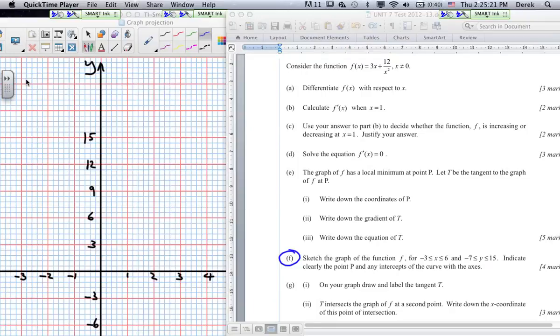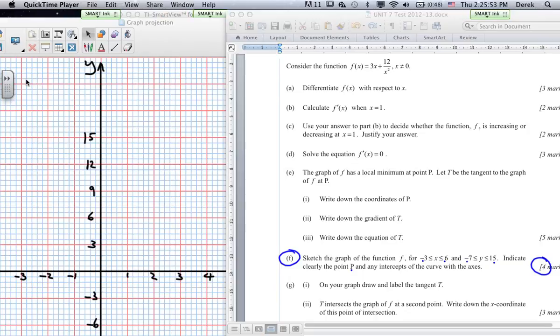We need to sketch the graph of the function f, for x from -3 to 6, and for y from -7 to 15, and indicate clearly the point P and any intercepts of the curve with the axes. And this is worth 4 marks. Now the 4 marks, as I'm going to show you, each one comes from a separate thing, so you need to make sure that you do that to get those 4 marks.